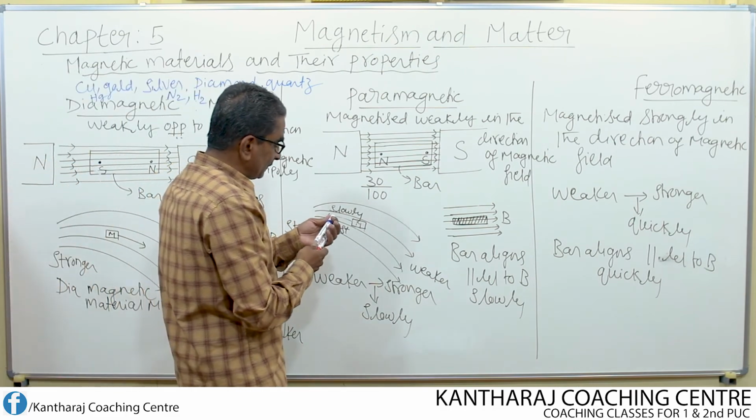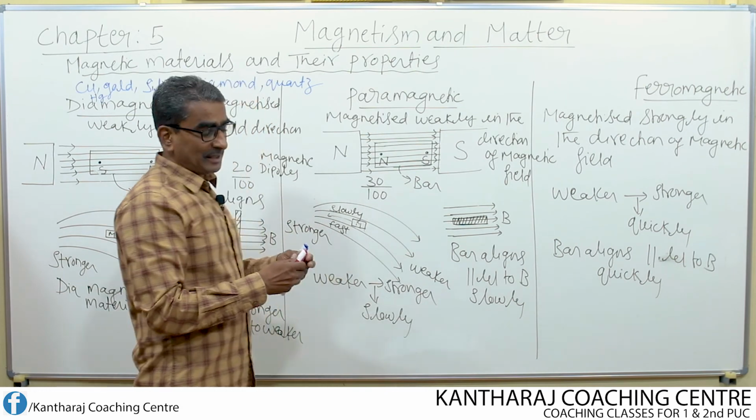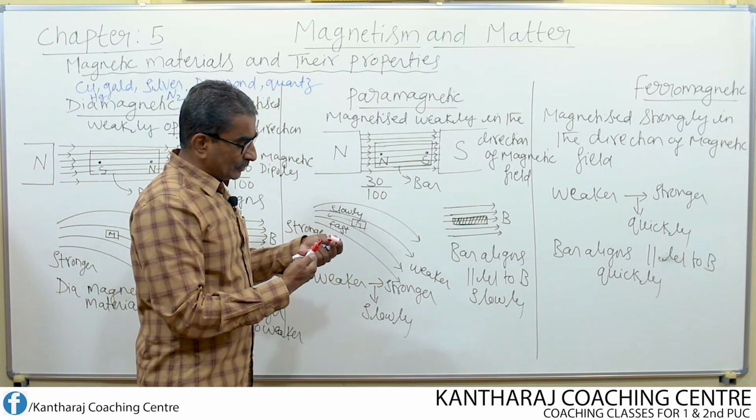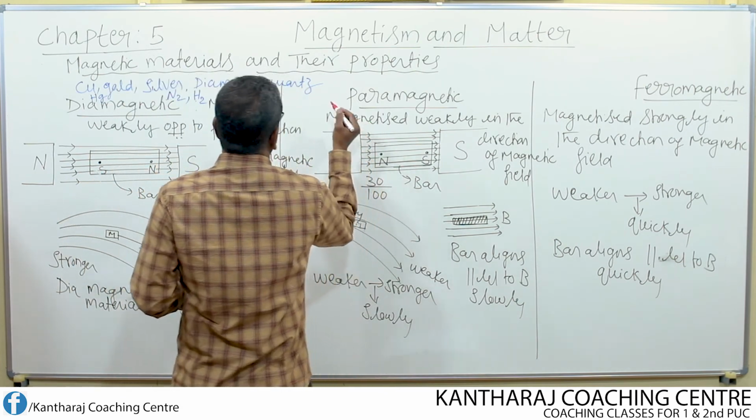Then what are the examples for this paramagnetic material? So, paramagnetic materials examples.